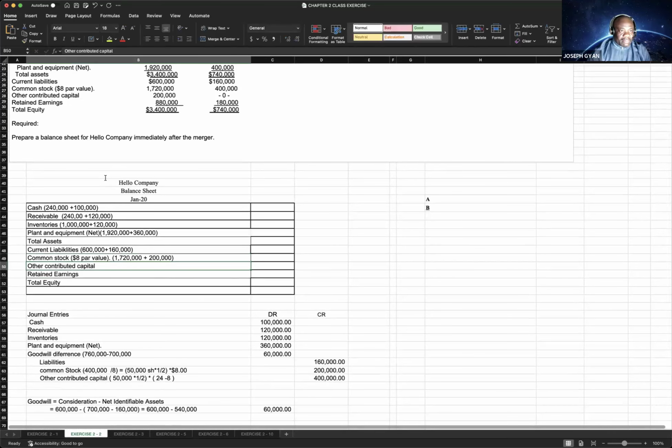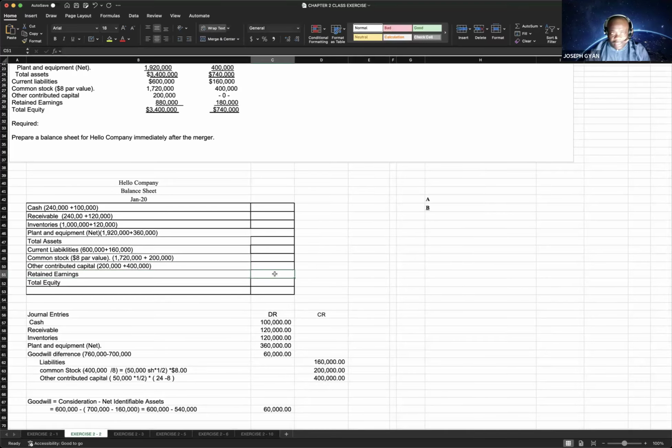So on this one, we have the other contributed capital 200,000 plus the extra money that we get here because our market value was high. The retained earnings is only one. We don't care about the retained earnings of the subsidiary. We care only about the parent, which in this case here is 880,000.